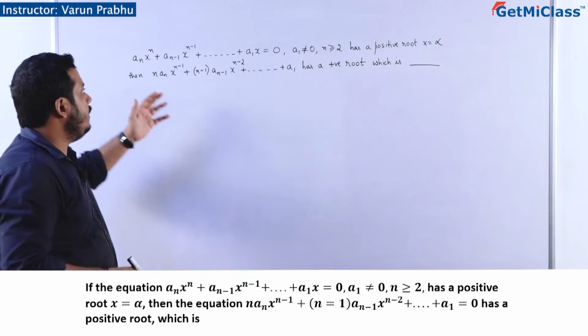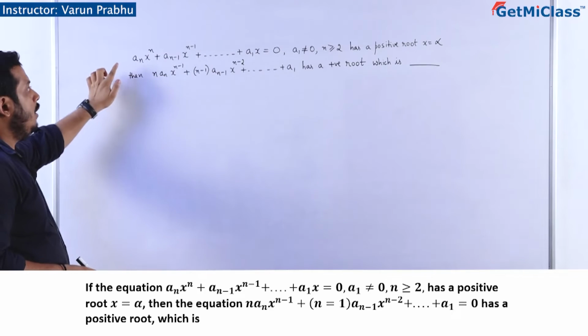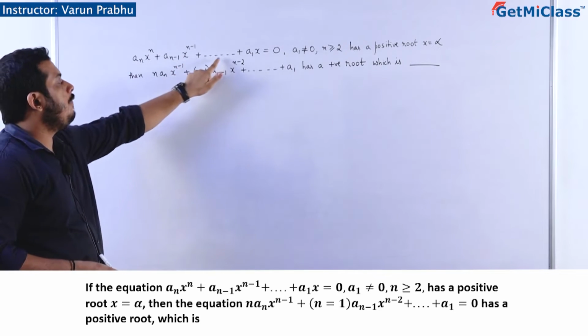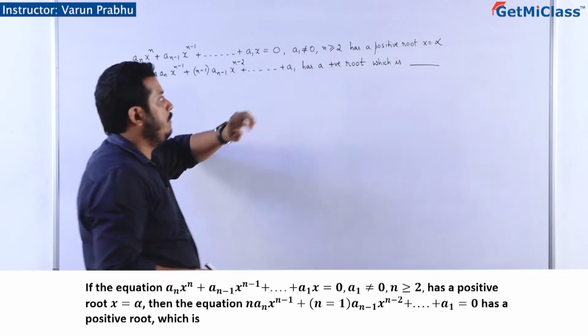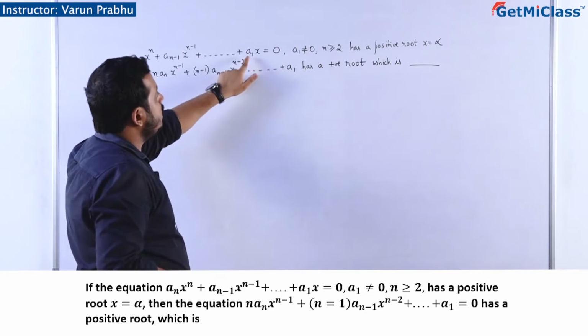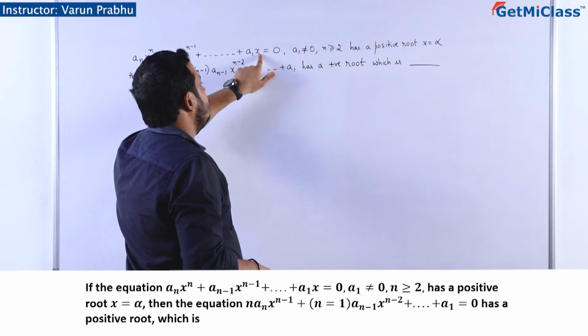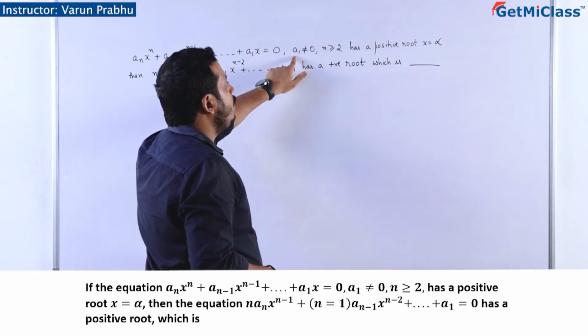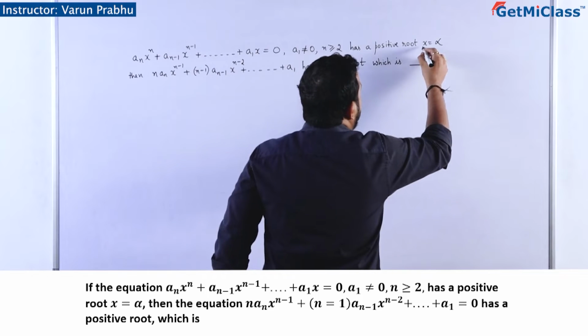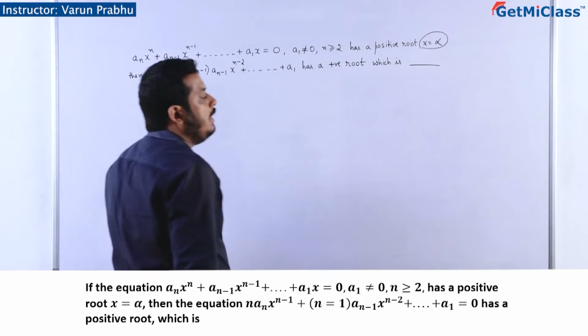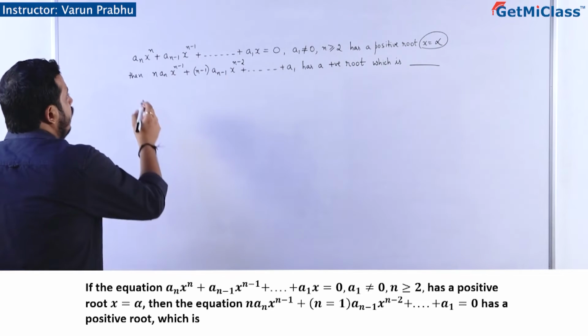Now see this question, students, here. Very simple to understand, all right? See now, this is a function which is given in the problem. This is a polynomial expression whose answer is equal to 0. The coefficient of x is not equal to 0, n is greater than or equal to 2, and it has a positive root at x equal to alpha.